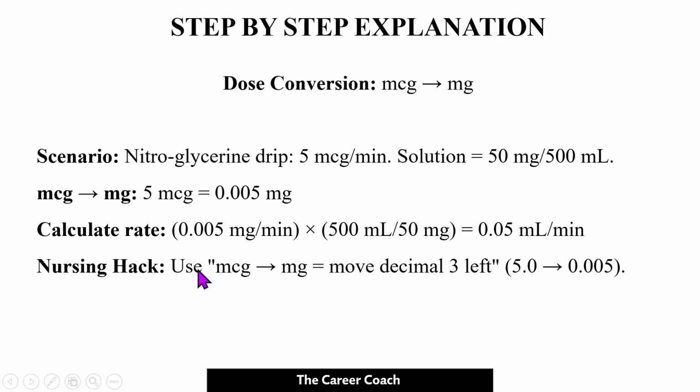This is a nursing hack. Let's take note of it. For converting from microgram to milligram, you move the decimal place 3 times to the left. So 5.0 micrograms will give us 0.005 milligrams.